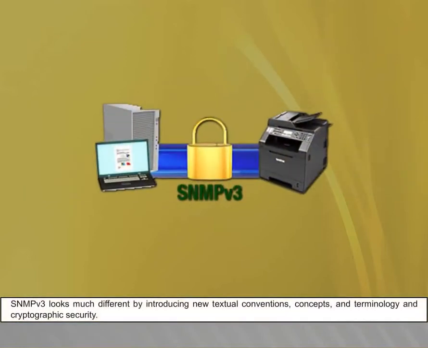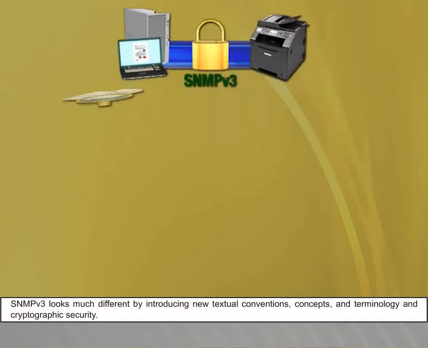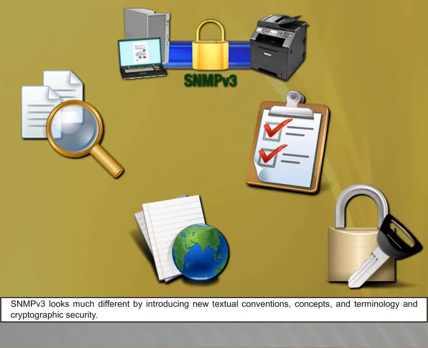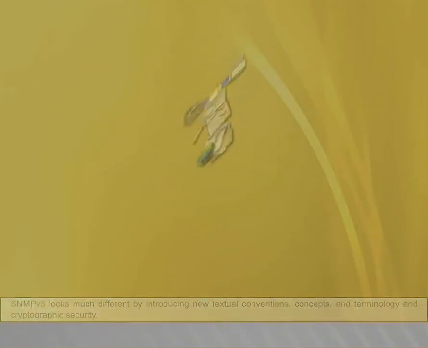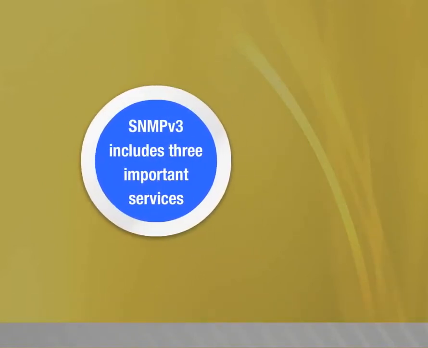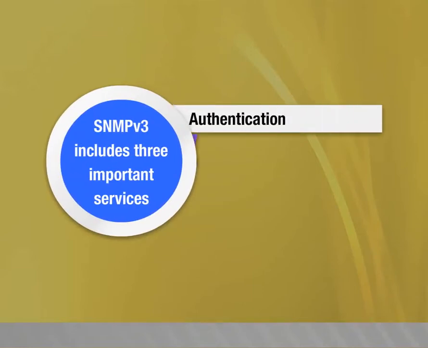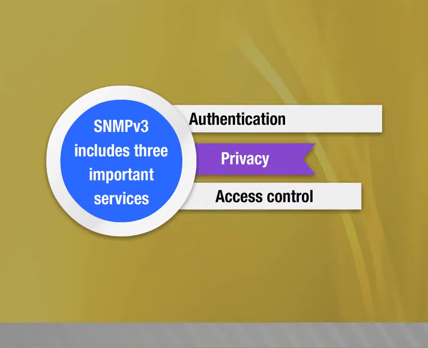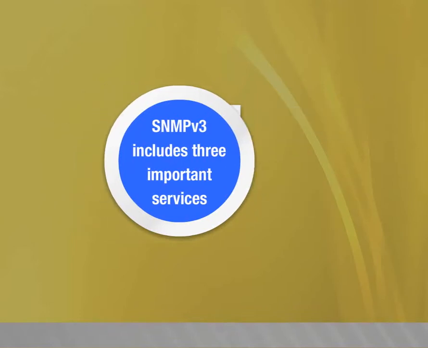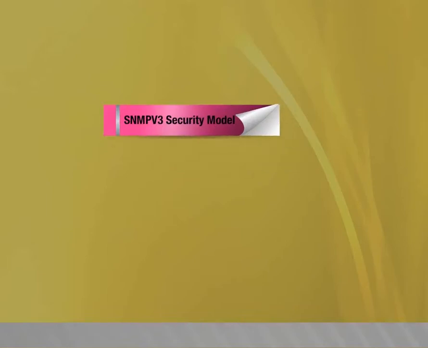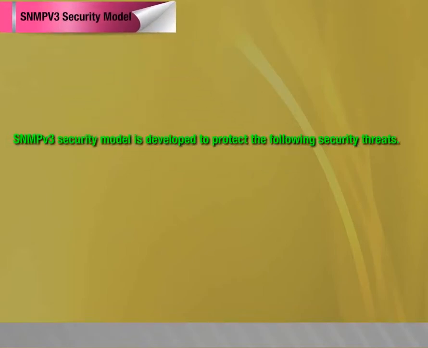SNMP v3 looks much different, introducing new textual conventions, concepts, and terminology, and cryptographic security. SNMP v3 includes three important services: authentication, privacy, access control. SNMP v3 security model. The SNMP v3 security model is developed to protect against the following security threats.